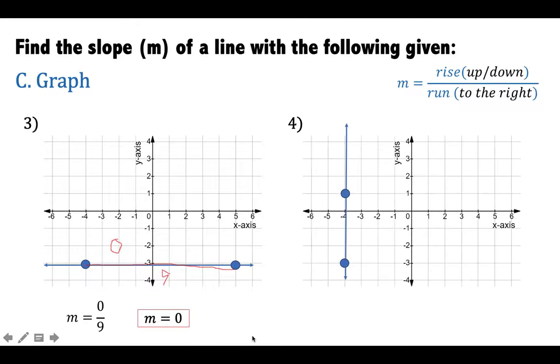And lastly, we will do the same process. From this point, we will go to the other point. First, we will go up. Let's count how many units. 1, 2, 3, 4. So we go up positive 4. Then from here, how many units are we going to run? No need because we're already here. So that is 0. Therefore, our run is 0, our rise is 4. So that would be 4/0, which is undefined. That is how we get the slope given a graph.